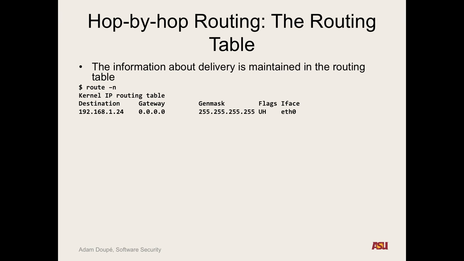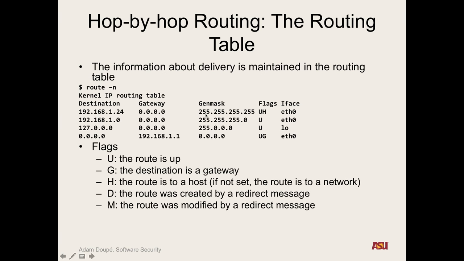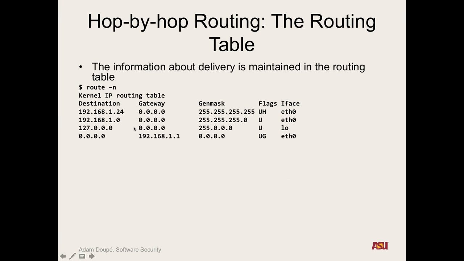So it'll look something like this. Basically the genmask is the subnet mask we were looking at. So this means, hey, if I get a packet for 192.168.1.24, for exactly that address, then I can just go ahead and send that out on Ethernet 0. I don't have to do any other processing or lookup. I just always do that.